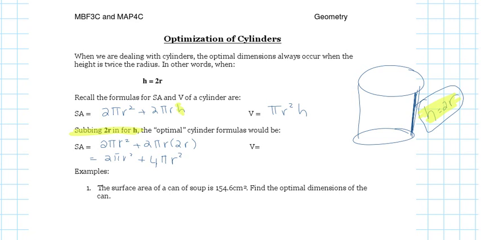Now you're going to have to remember this, or you're going to have to know where to refer to, what formula sheet, the lesson that you need to refer to, because that's not in your formula sheet. So this is the optimal surface area formula.